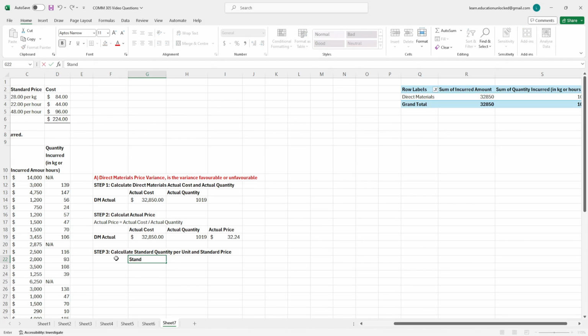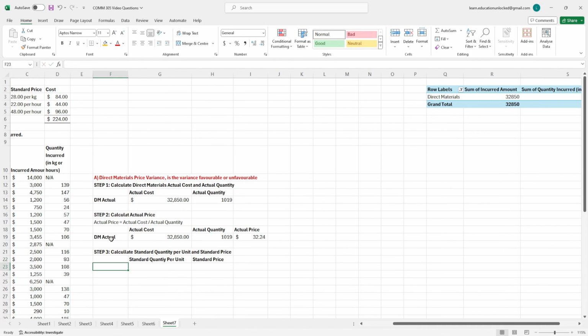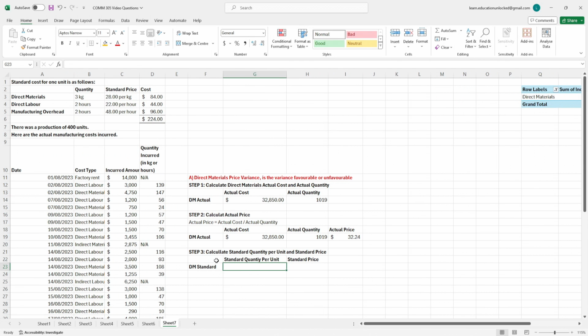So I'll redo another table. So standard quantity per unit and then standard price. We space that out. And then our direct material standard. All right, so this standard quantity and standard price is always given in your question. So this is the first thing that we saw. So standard quantity per unit, that's 3 kilograms, since we're looking at direct materials, so right here. Our standard price is going to be 28 per kilogram. So that is what we need.